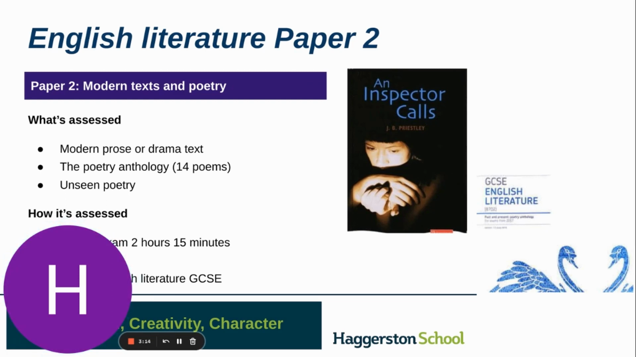marks. The second part of the exam is on poetry, and you'll answer 3 poetry questions in total. The first of these will be on the Power and Conflict poems that we've studied in class, and there are 15 poems in total. You'll be assessed on one of these, which will be printed out in the exam. The second and third questions will be on unseen poetry.